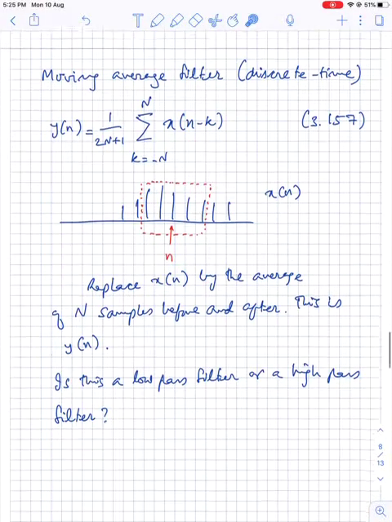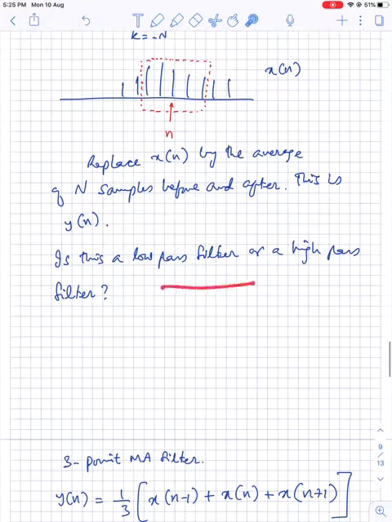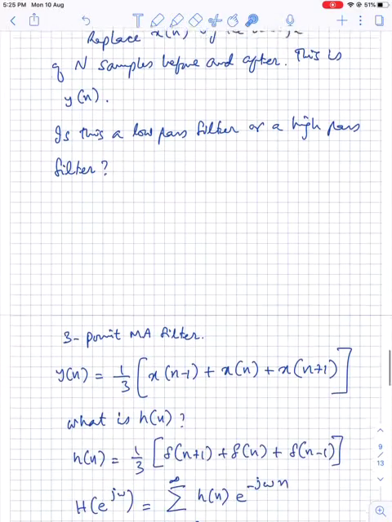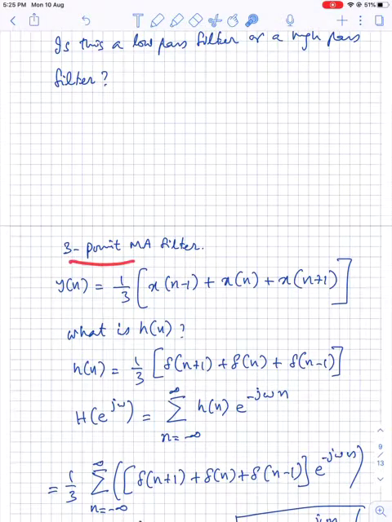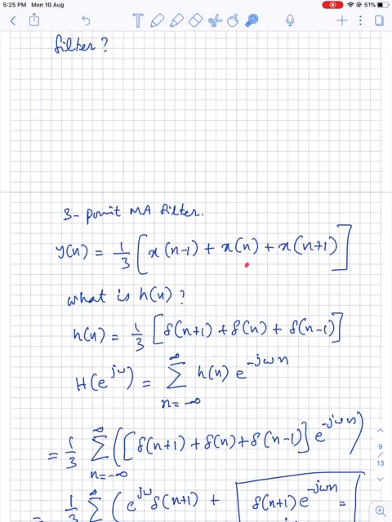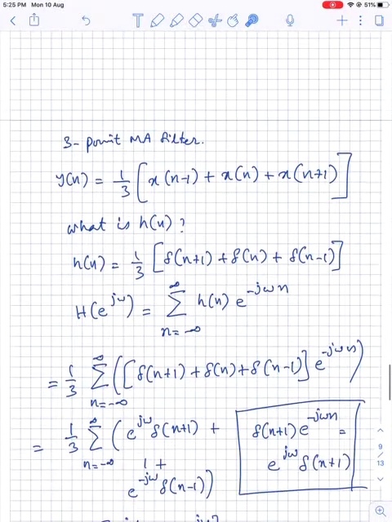So is this filter a low pass filter or a high pass filter? Is a moving average filter a low pass filter or a high pass filter? To answer that question, you have to compute its frequency response. So now let's take for example a 3-point moving average filter, where you have x of n, you take one sample before it and one sample after it, and you multiply by 1 by 3 because you are averaging over 3 samples. So what is my h of n? To find h of n, you give x of n as a delta function, which now becomes delta of n plus 1, delta of n, delta of n minus 1.